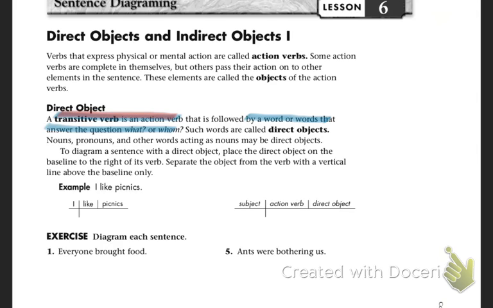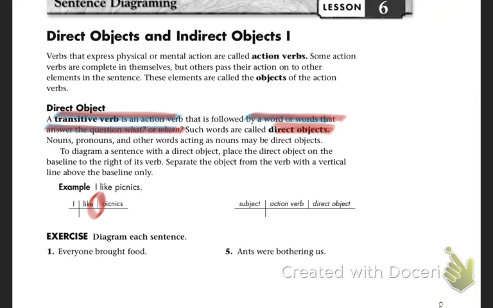These words are called the direct objects. I actually like to call my direct object line my who or what line. Okay? And I'll ask that question, who or what. And every time I ask that question, who or what, receives the action, I'm going to plug in that little direct object line. You see it?